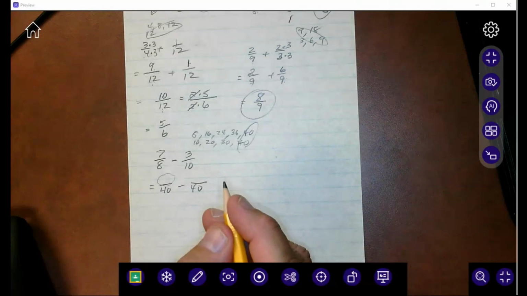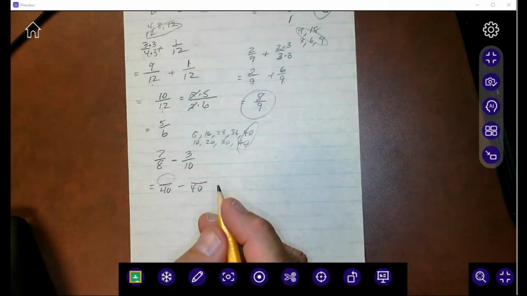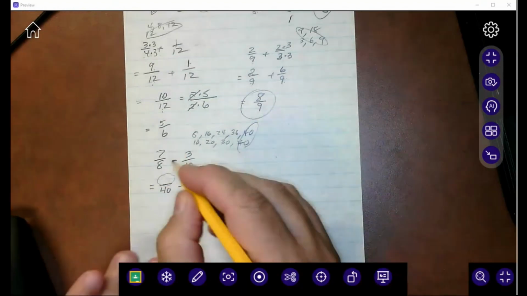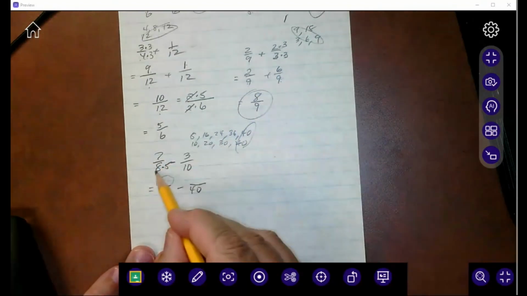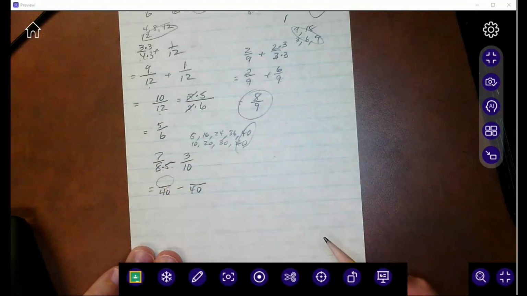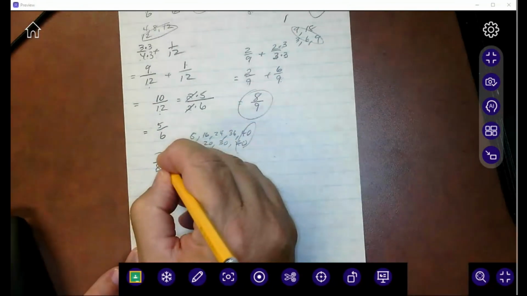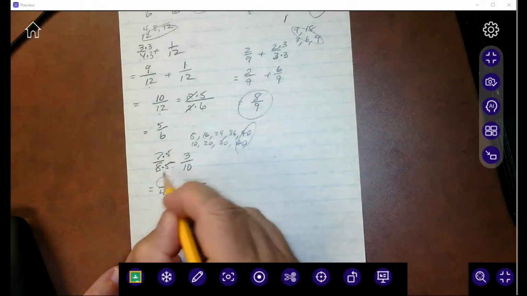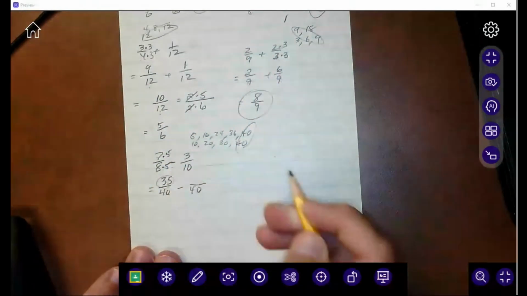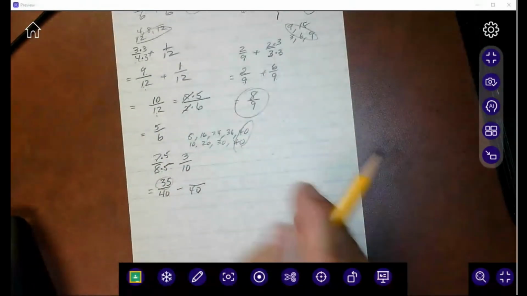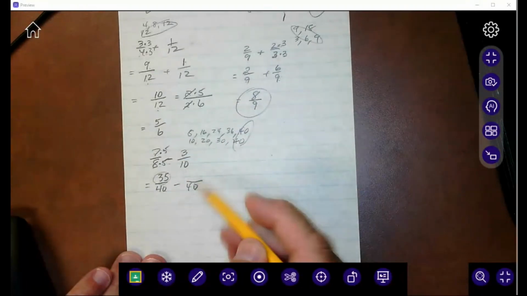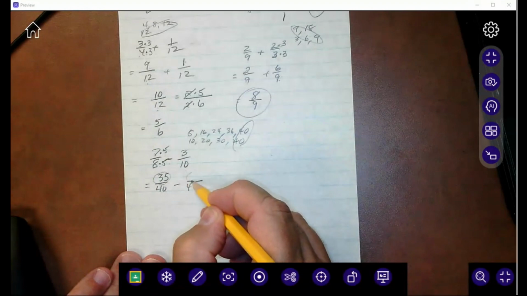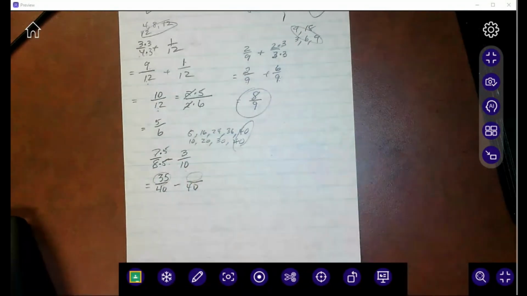Multiply by 5. Correct. Okay, so we're taking the 8 and multiplying it by 5. 8 times 5 is 40. Then we have to do the same thing on the top. 7 times 5 is 35. Now we have to change 3/10 into 40ths. So I want to know, what is the number up here on the top?